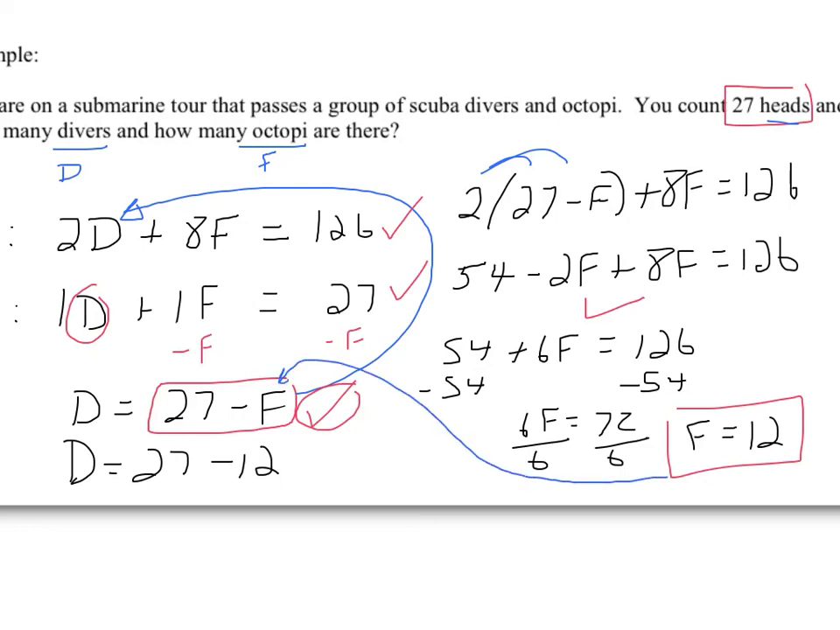And that gives us 15. So there are 12 octopi and 15 divers. And this ends Section 5, Video 5.